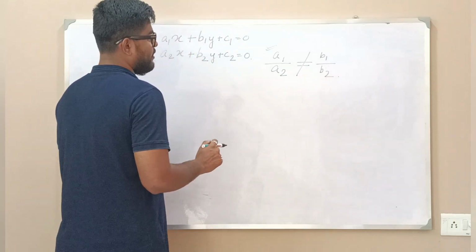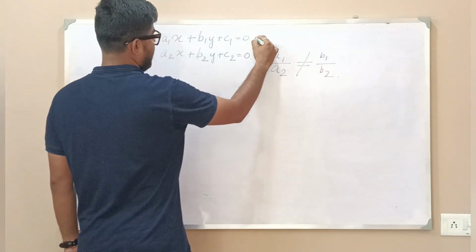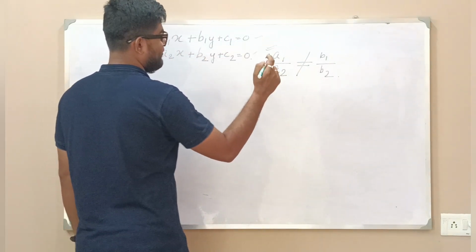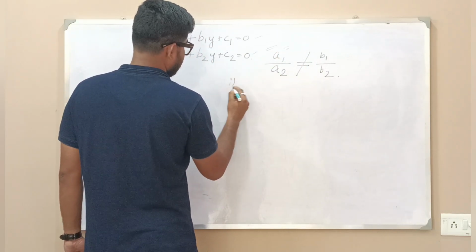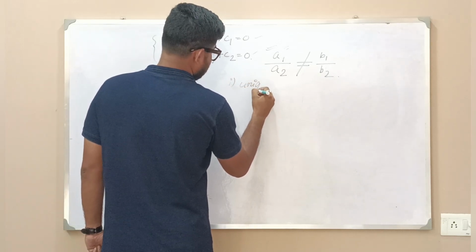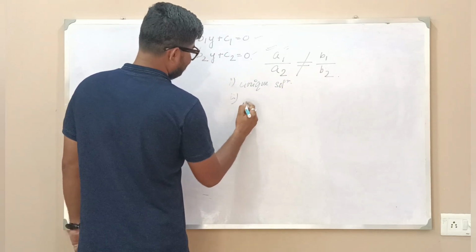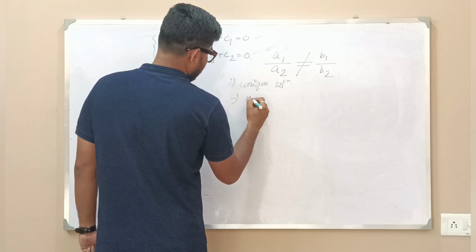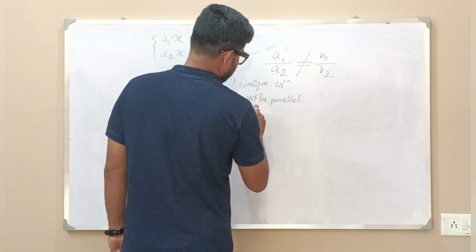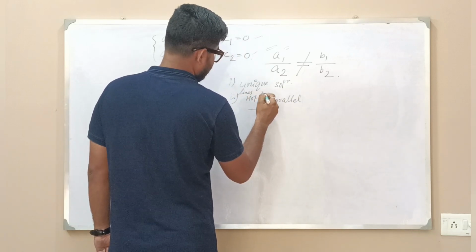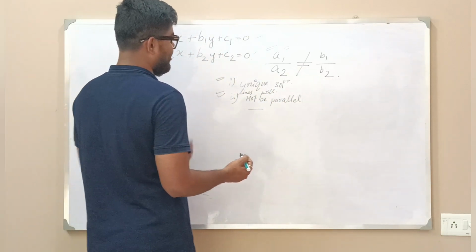Now you have to keep it in mind that the lines will not be parallel. These two lines will not be parallel if this condition is satisfied. So from here we can write unique solution, and the second one is the lines will not be parallel. These two conditions can be claimed from this part.